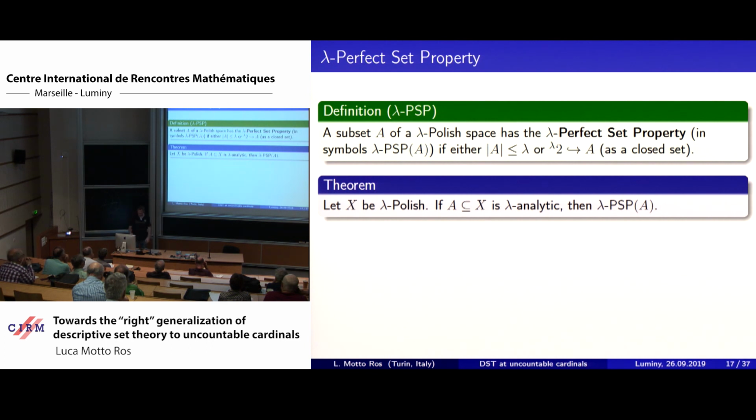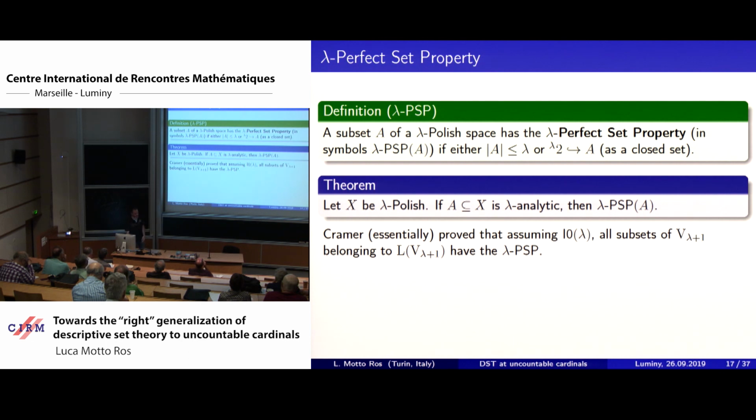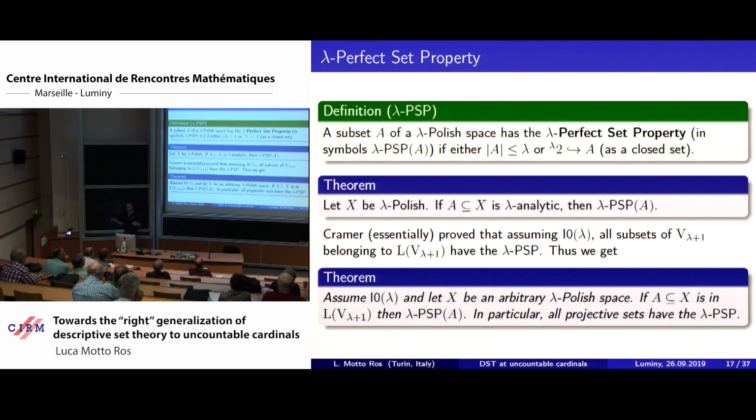Okay? And now you can go to more important results, and you can connect, for example, with the study of I0, I mean the space V lambda plus 1 with I0. So essentially, Cramer proved that under I0, all subsets of V lambda plus 1 which are definable, so in L of V lambda plus 1, have the lambda perfect set property. This maybe at first glance looks like a technical statement about V lambda plus 1, but we know that they are all Borel isomorphic, so now you can just take it and move it to all the other spaces. For every space, if you have this large cardinal, you have the perfect set property for all definable sets, in particular, for example, for projective sets. This is the thing that I'm hoping to find out: taking some part where we have this kind of result and transferring them to this larger class of spaces.